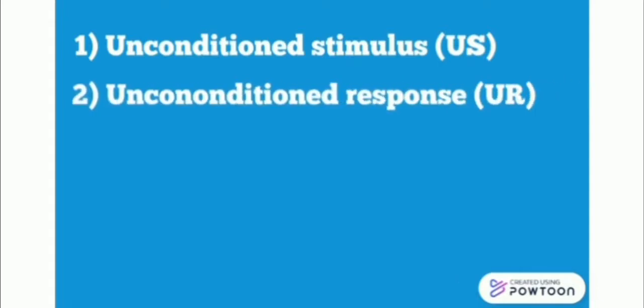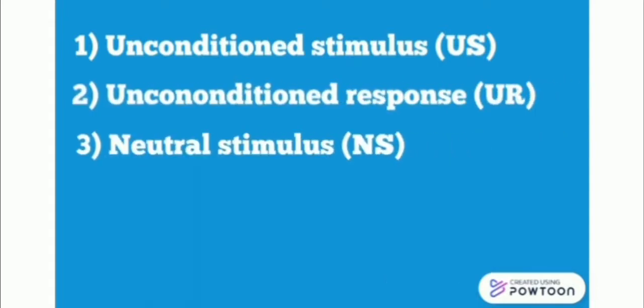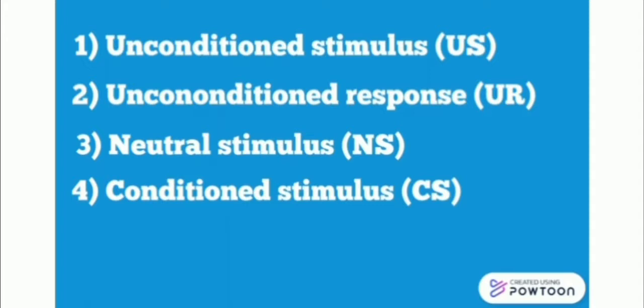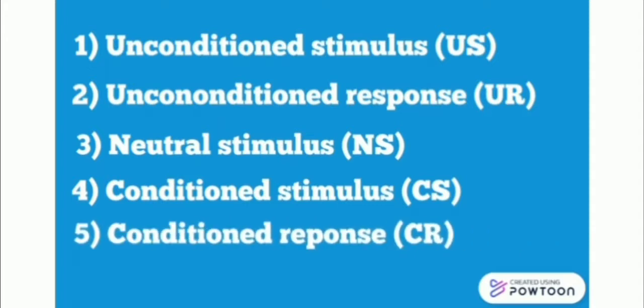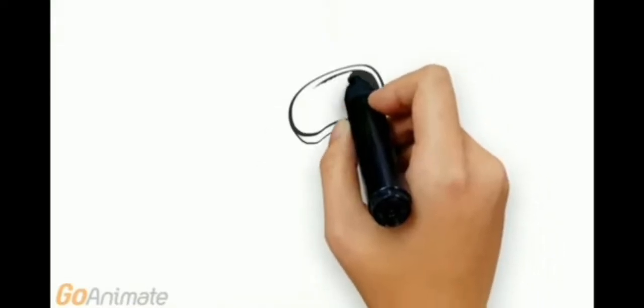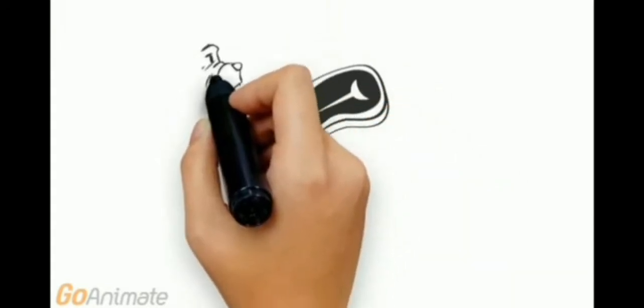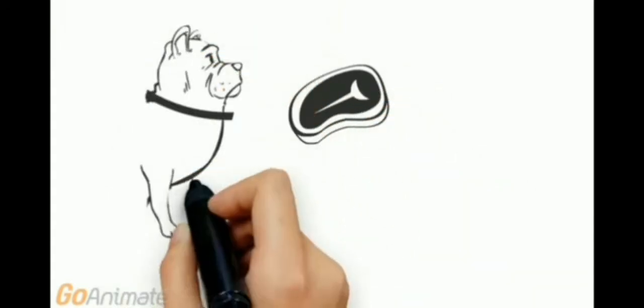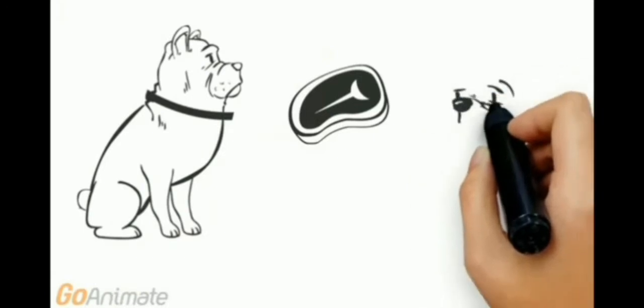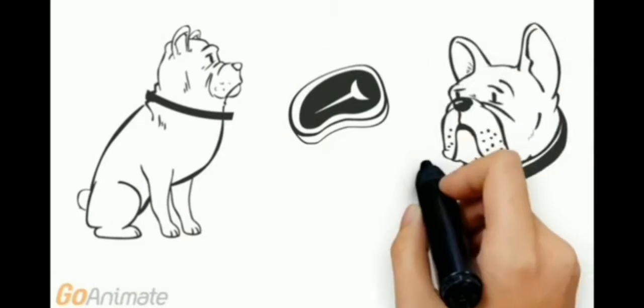Before we go further, you need to understand Pavlov's theory. First, unconditioned stimulus, US, unconditioned response, UR, neutral stimulus, NS, conditioned stimulus, CS, conditioned response, CR. The first thing that Pavlov did was he presented a piece of meat to dogs, and of course, like most hungry dogs, they would salivate to the piece of meat.